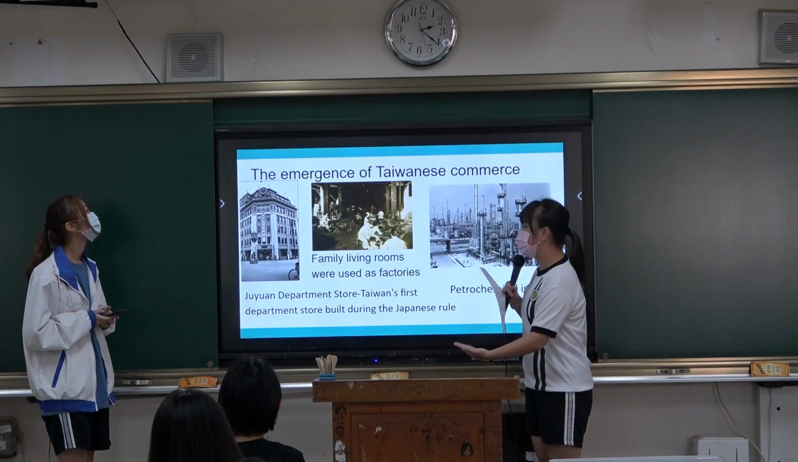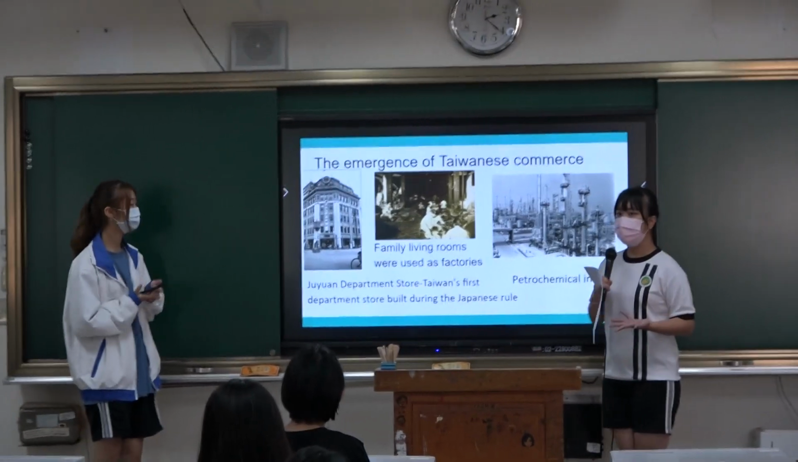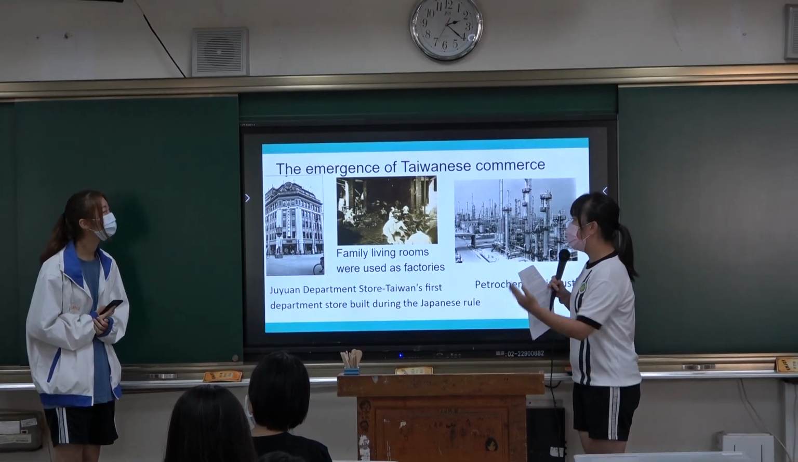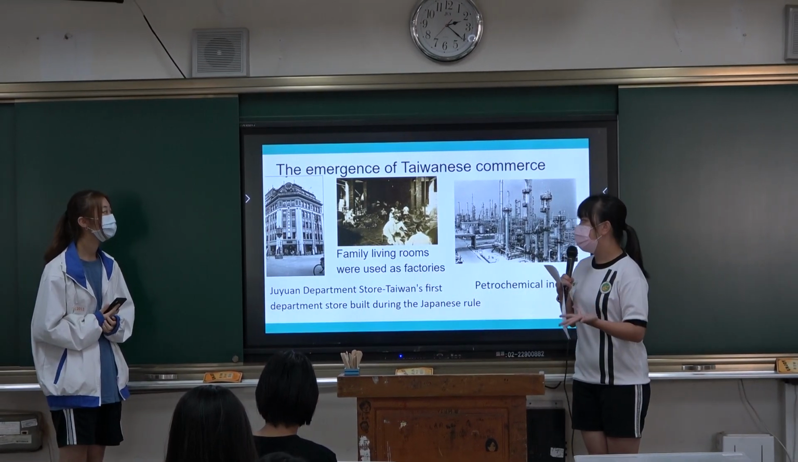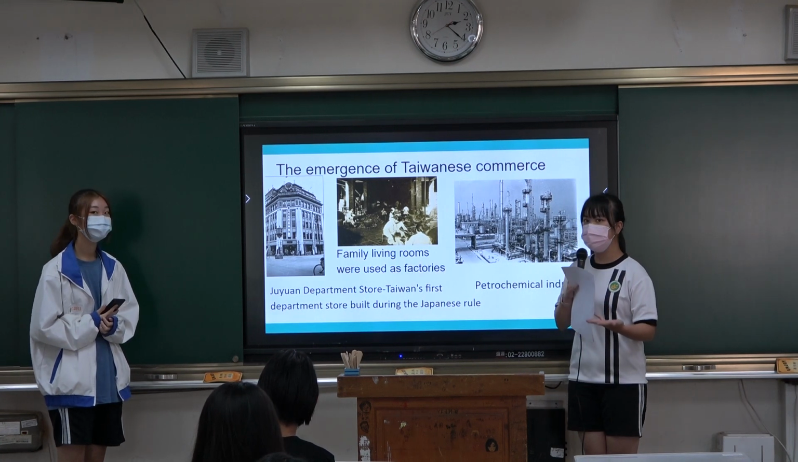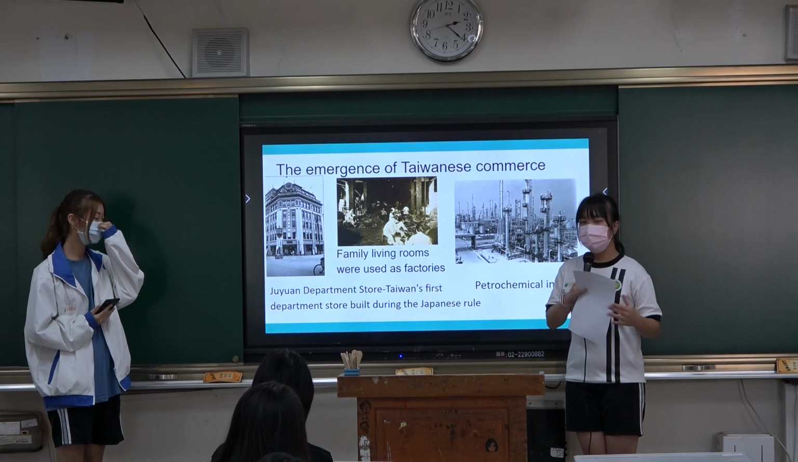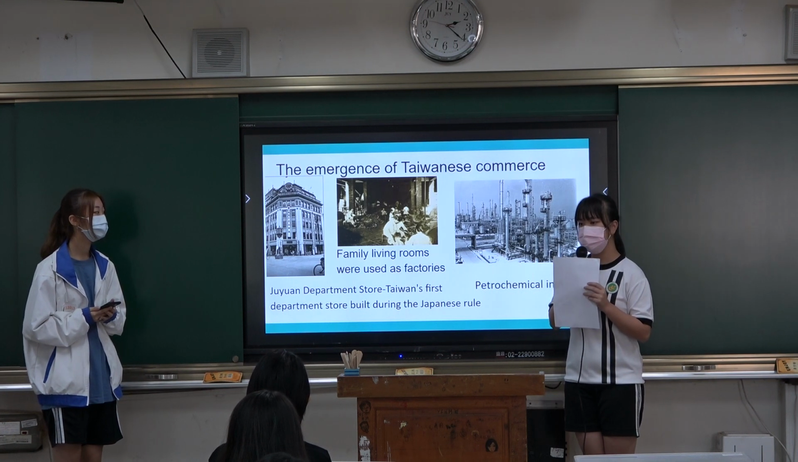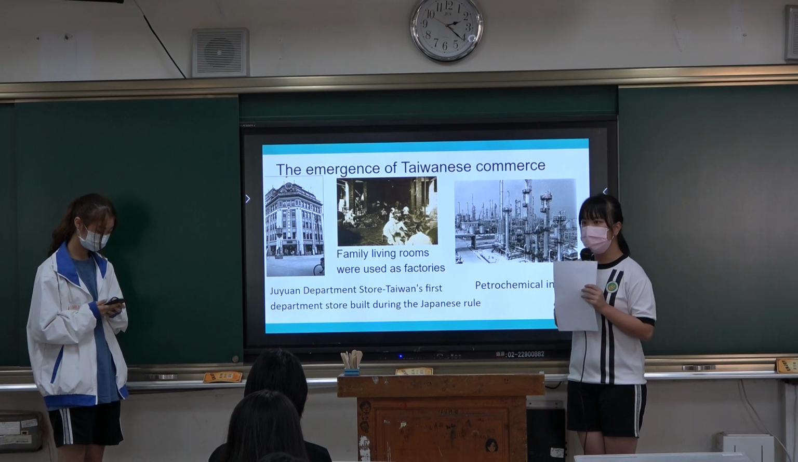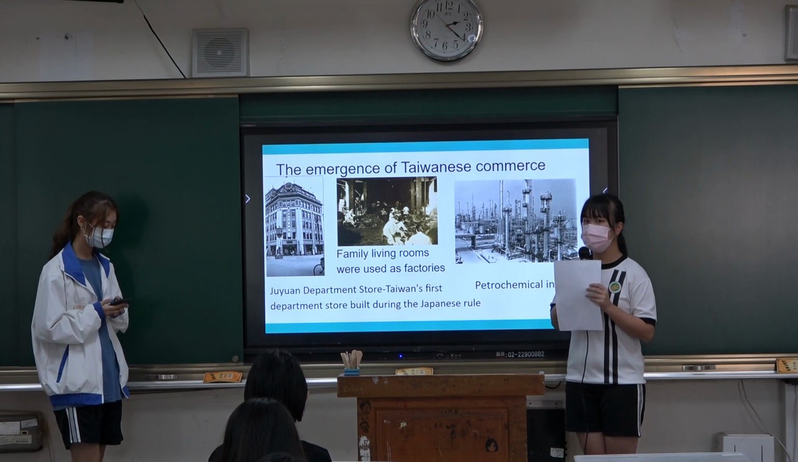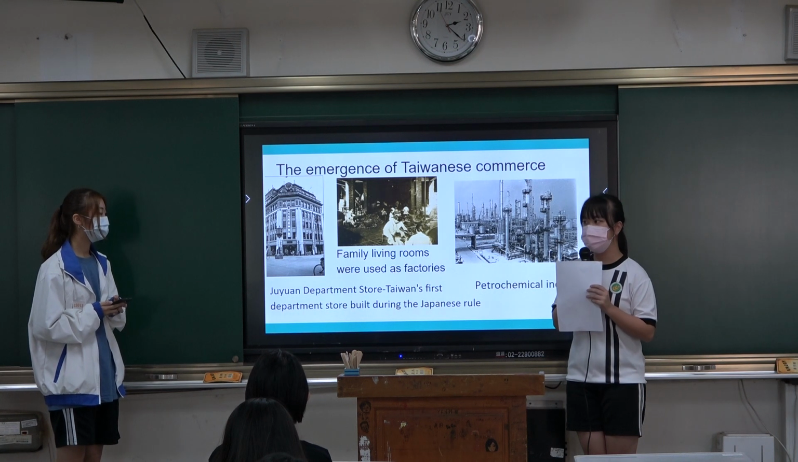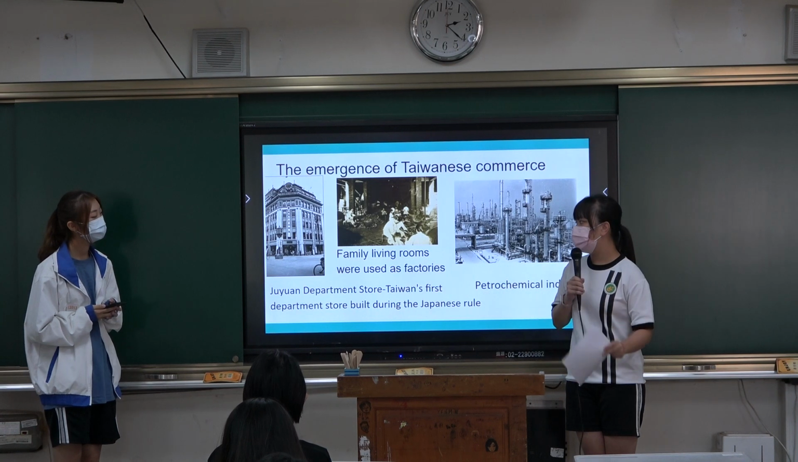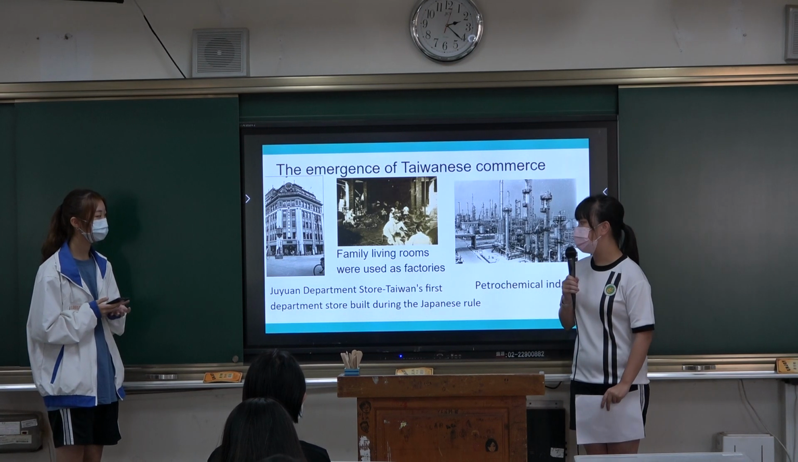Picture one, you can see this is the Julian department store. This is the first department store born in Taiwan, which was built during the Japanese rule. And the second picture, you can see that family living rooms were used as factories. The government began to adopt export or trade-oriented policies to enhance Taiwan's economy and set up export processing zones like Kaohsiung Port in 1960. So the living room is the factory. You can see that many families used the living room as a factory.